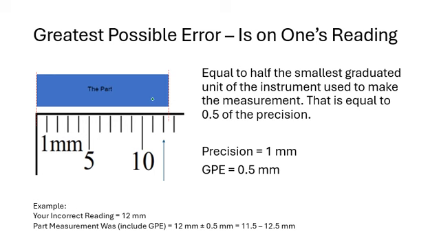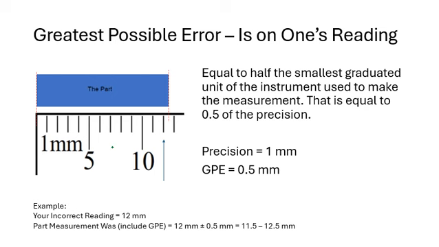So the greatest possible error depends on one's reading again. Here's a part and here's your steel rule, and you are measuring that part. Of course, for your precision we go straight to the smallest measurement it can do, which is from here to here, and that's 1 millimeter. Your greatest possible error, GPE for short, is going to be half of that precision. The smallest graduated unit divided by 2 gives you your error. The greatest error that you can ever have by using this instrument is 0.5 millimeters in this case.